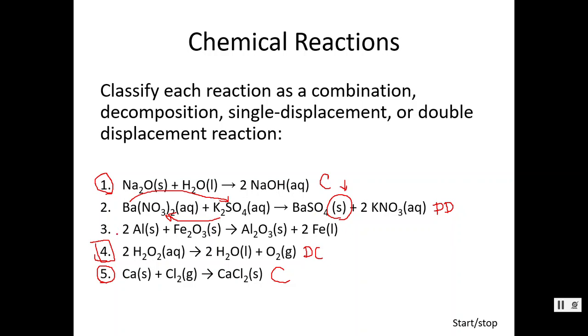Last but not least, we have equation number 3, where we've got aluminum reacting with iron(III) oxide, and we see that the aluminum and the iron have switched places, just one switch. So that would be a single displacement reaction.